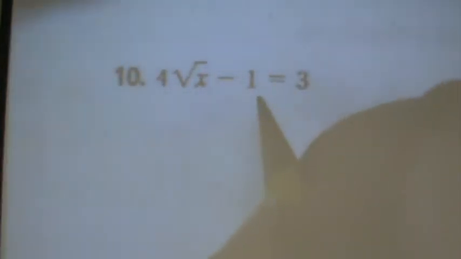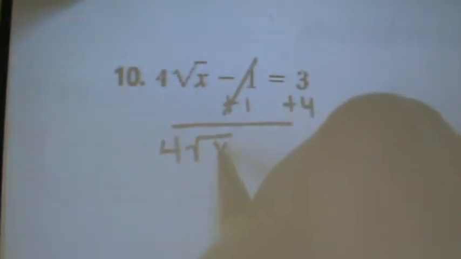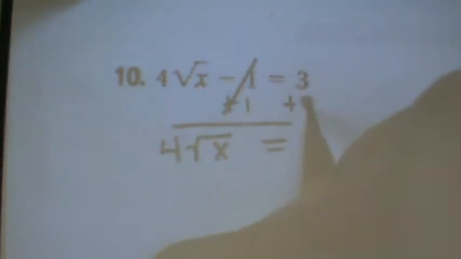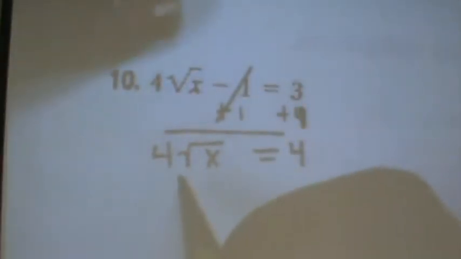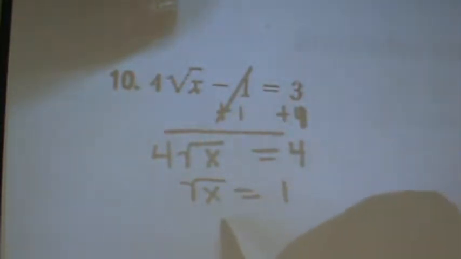Number 10. What would you do first? Add 1. You get 4. Whoops. And then divide by 4, and you get the square root of x is 1, and then square both sides.